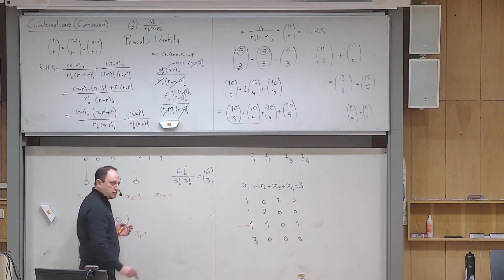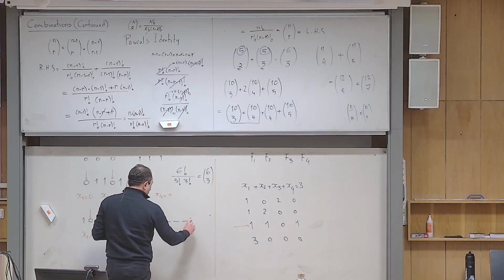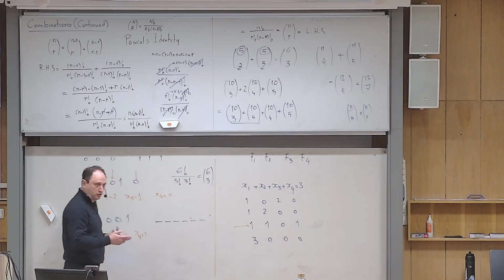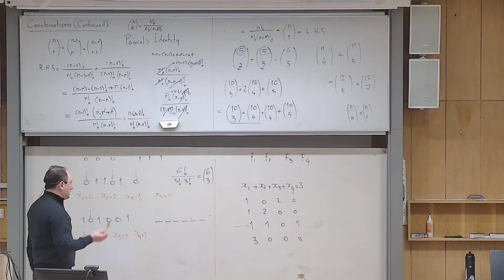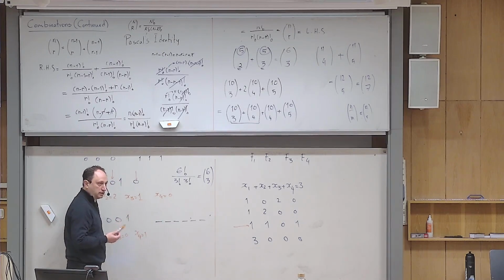I need 6 locations, yes? So location 1, so let me write it like this. Location 1, 2, 3, 4, 5, 6. So I need to fill up these locations either with zeros or ones. And then I give you another color and I ask you to mark 3 of them only.